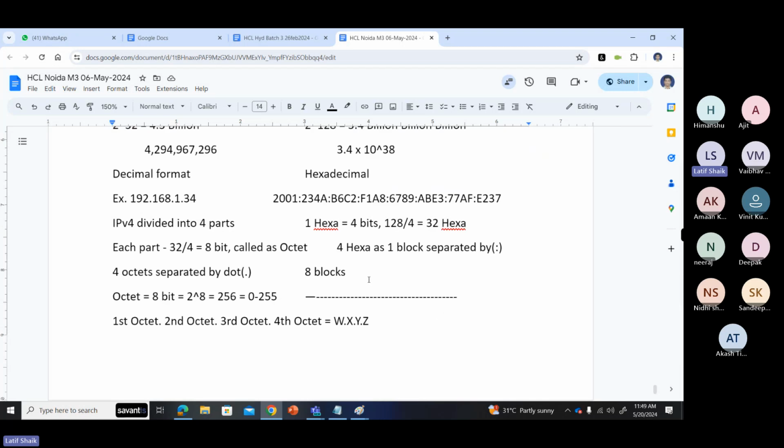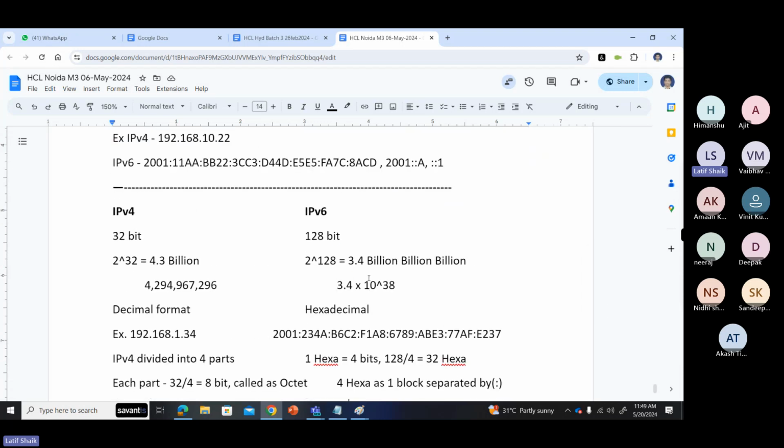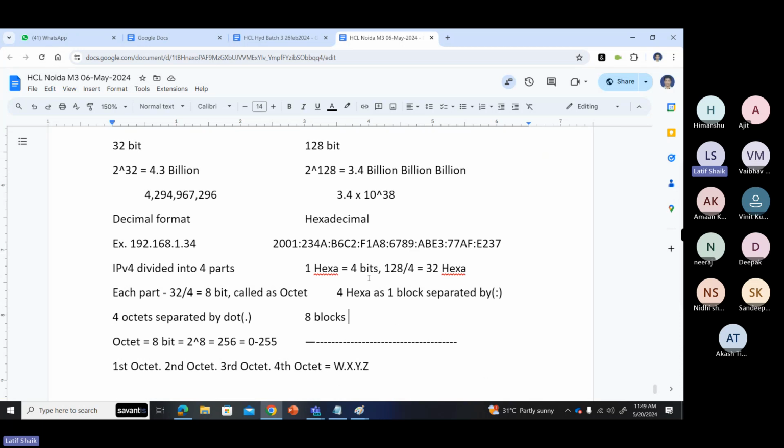There are different types of IPv6 addresses also. Global public IP addresses are there, private IP addresses are there, link local IP addresses are there, and anycast and multicast IP addresses are also available in IPv6. But you may get a doubt: if IPv6 has so many advantages, why are we still using IPv4?